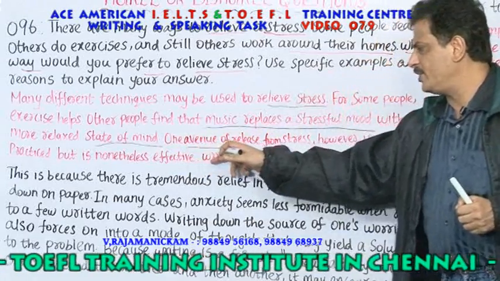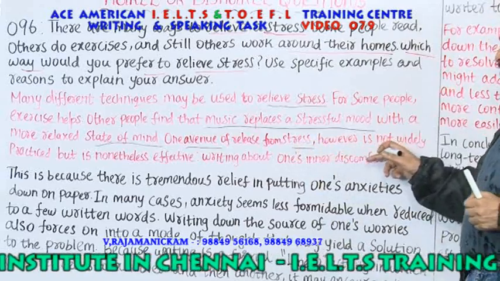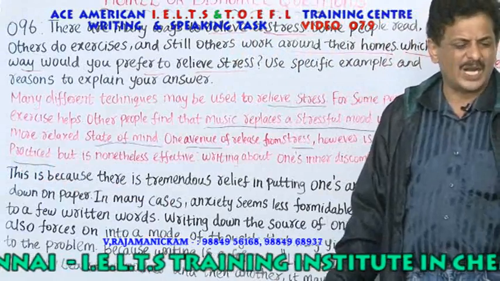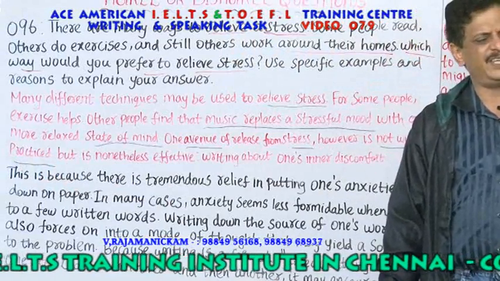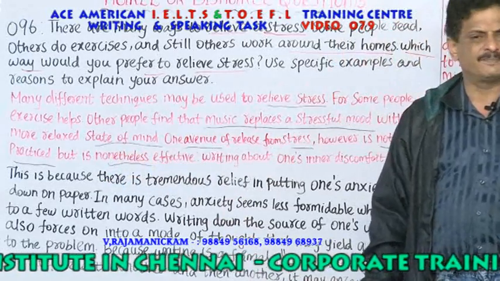One avenue, meaning a way of releasing stress, is, however, not widely practiced. So this author says there's one way to release the stress in a very simple way. What is it? Is nonetheless. What do you mean by nonetheless?